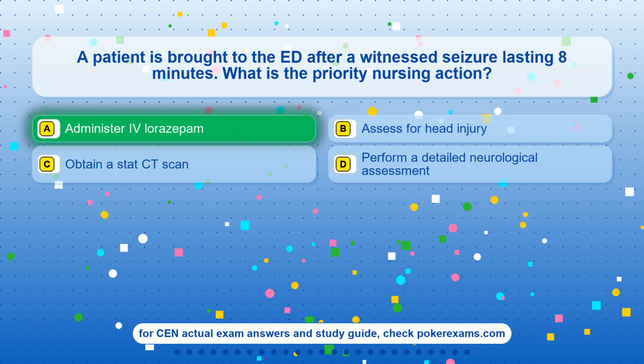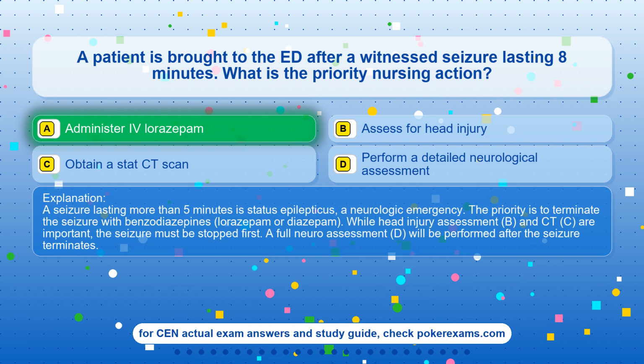The correct answer is option A, administer IV lorazepam. A seizure lasting more than 5 minutes is status epilepticus, a neurologic emergency. The priority is to terminate the seizure with benzodiazepines, lorazepam or diazepam. While head injury assessment, B, and CT, C, are important, the seizure must be stopped first. A full neuro assessment, D, will be performed after the seizure terminates.